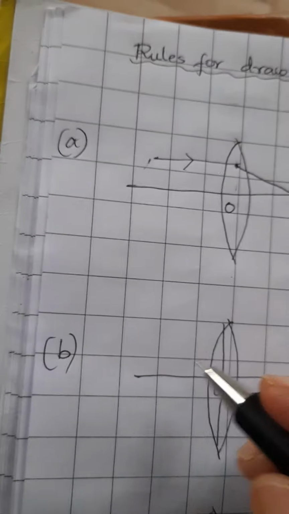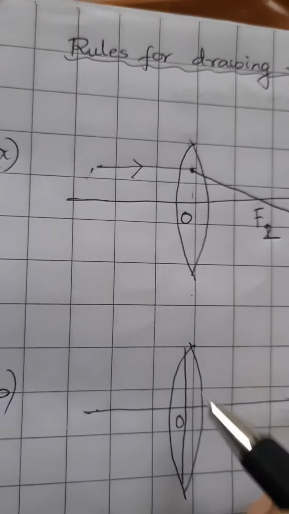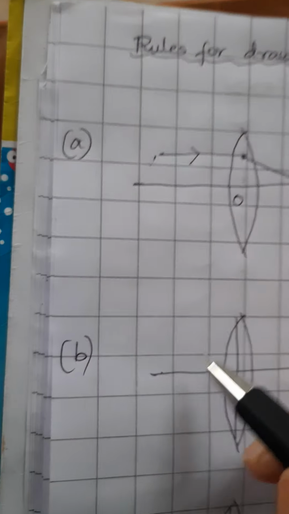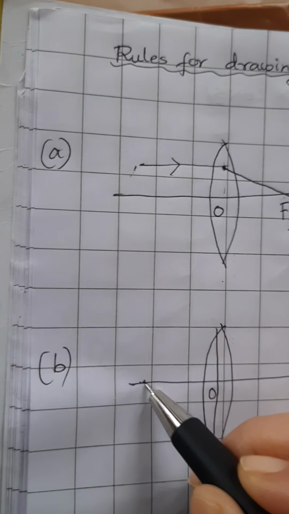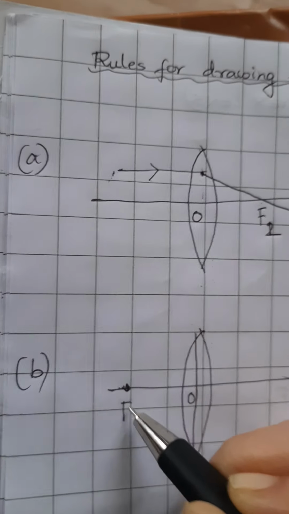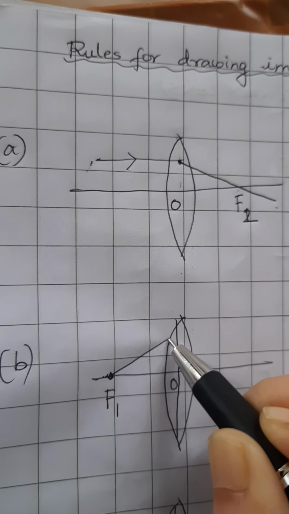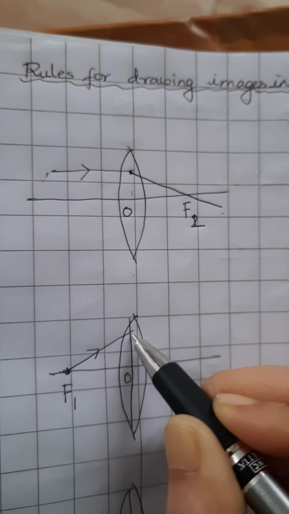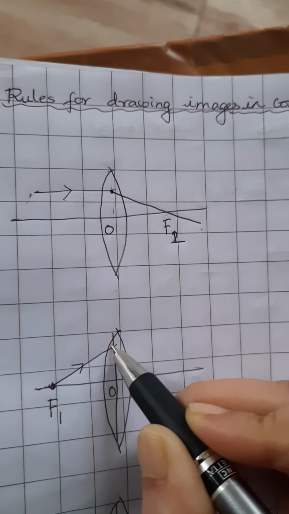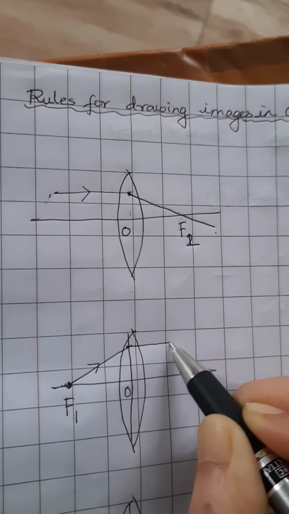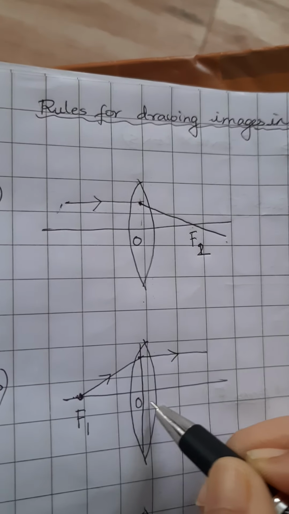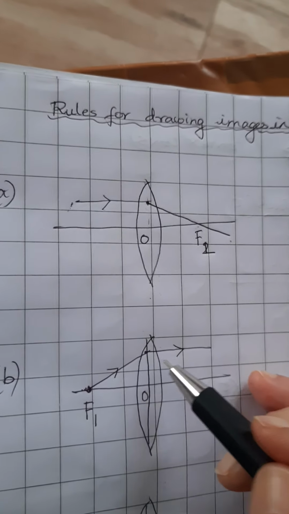And the second one is that any ray will pass through the second principal focus. Now, the second rule is that if a ray of light, say emerging from the first principal focus, falls on the lens, it will suffer refraction and then emerge parallel to the principal axis. This is the second rule.